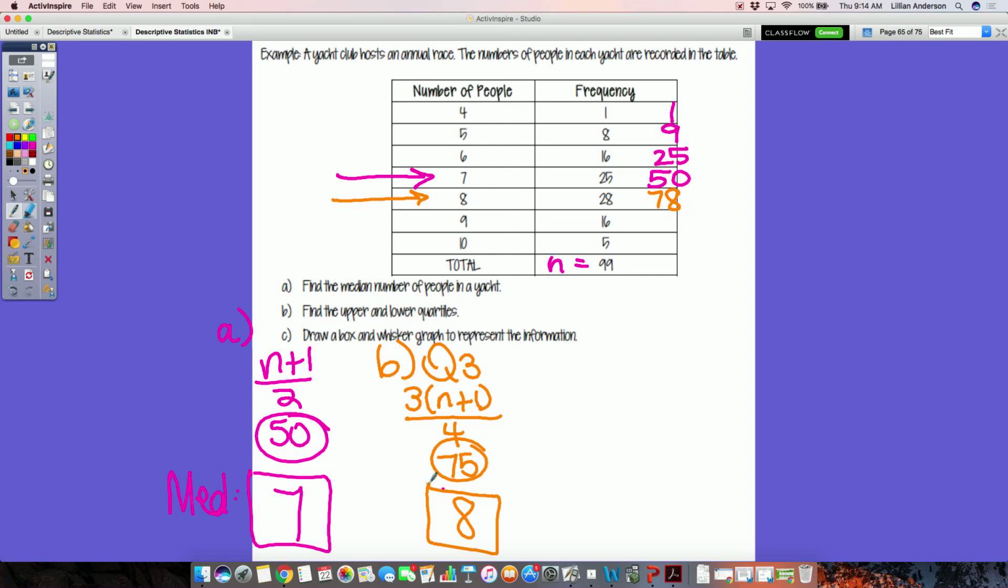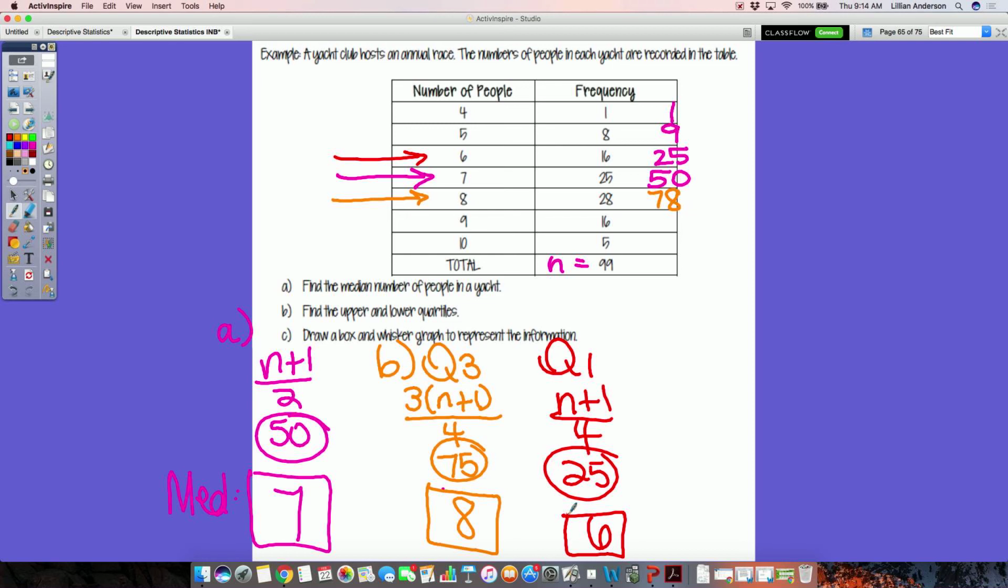Mm-hmm. Lower quartile. Q1. The formula n plus 1 over 4. What's 100 divided by 4? Where does the 25th piece of data lie? It's 6. Right there. Value 6. So we have all our information. Are there any questions up to here?